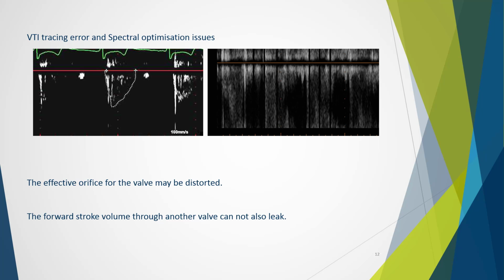The forward stroke volume through another valve can also not leak. This is our competent valve. And if the competent valve takes any regurgitation, the forward stroke volume through this valve is increased. Looking at the formula, it is seen this will lead to an underestimation of the regurgitant volume, and similarly, an intracardiac shunt will have the same effect. If the valve measured is distal to the shunt, and thus has a greater forward stroke volume, again the regurgitant volume calculated through this method will be underestimated.